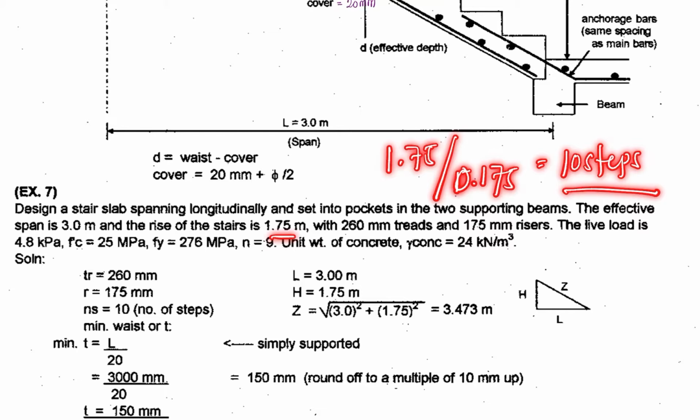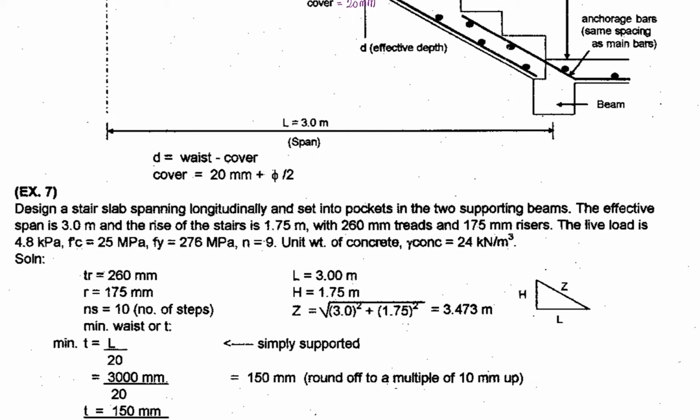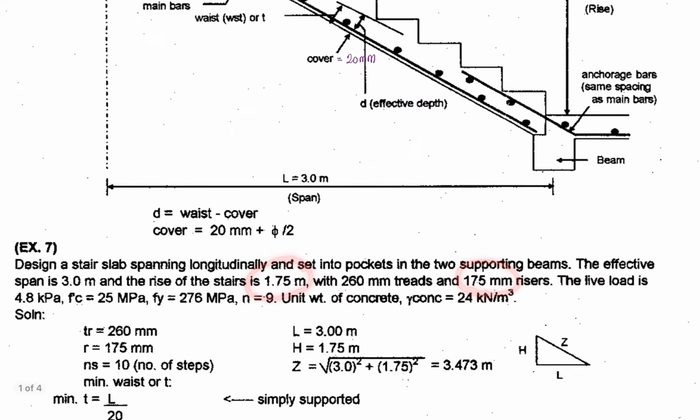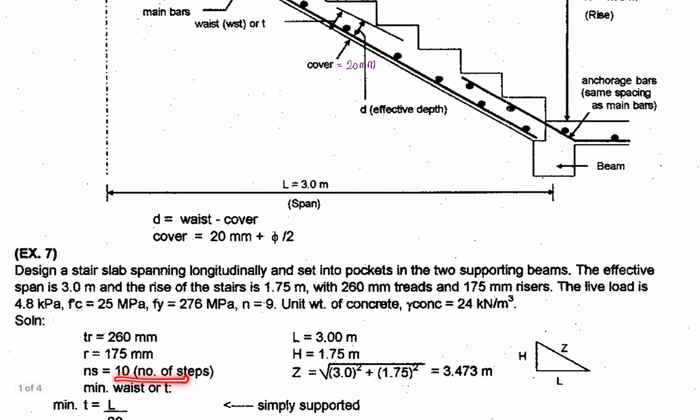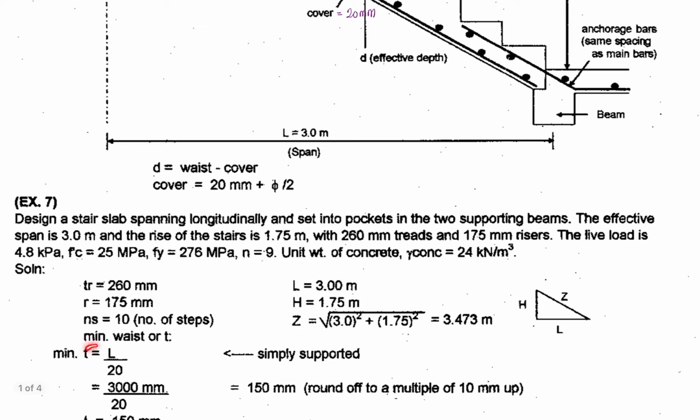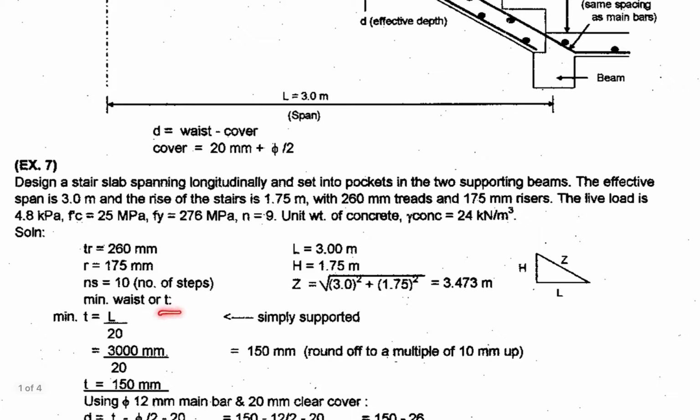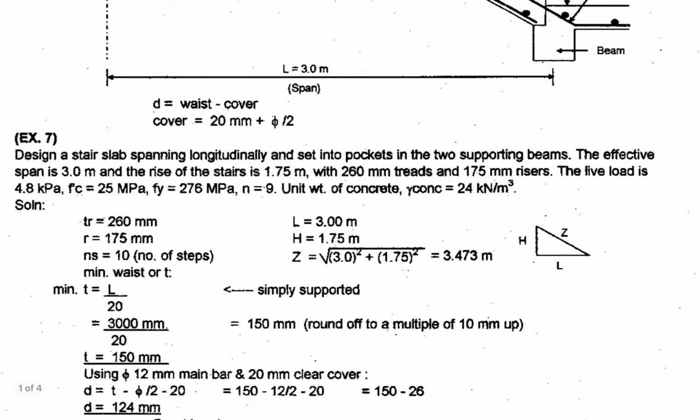Okay, so to solve for the steps, you have the height of the stairs, that is 1.75 meters. Then you have the riser. Okay, so you have the height, then you have the riser. So therefore, you have 10 steps. And then the waist or the thickness of the stair slab.